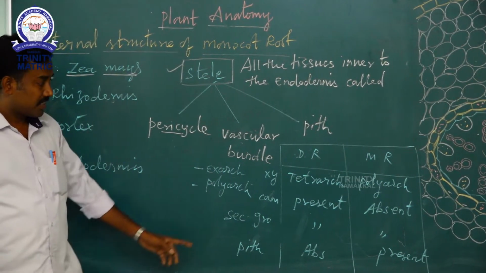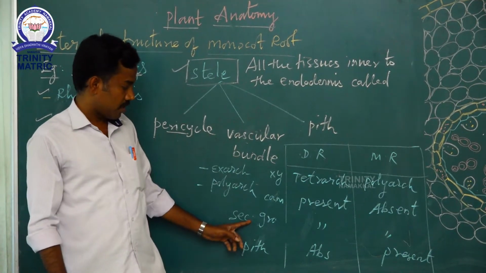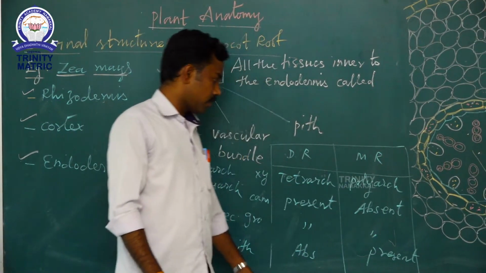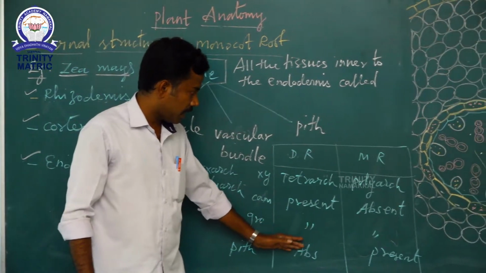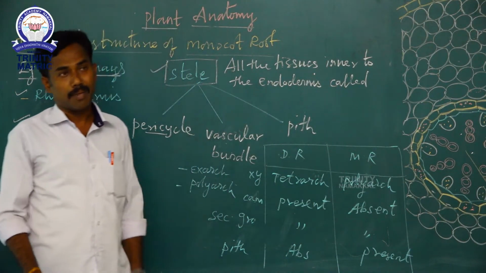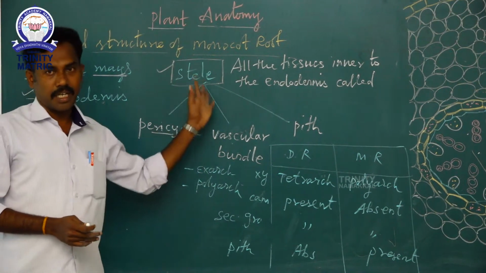Secondary growth is also present in the dicot root, whereas it is absent in the monocot root. Pith is absent in the dicot root and present in the monocot root. These are all the major differences in the vascular tissue. Otherwise, almost everything is the same.